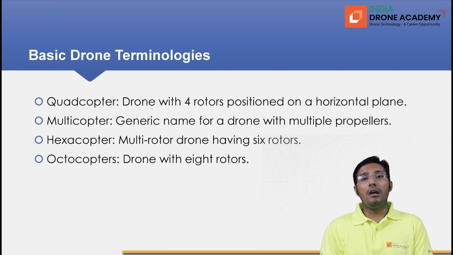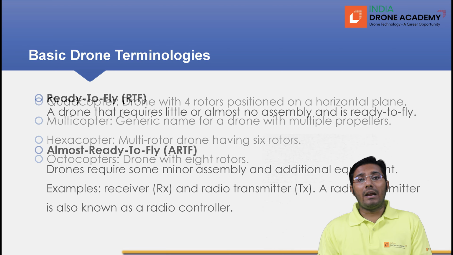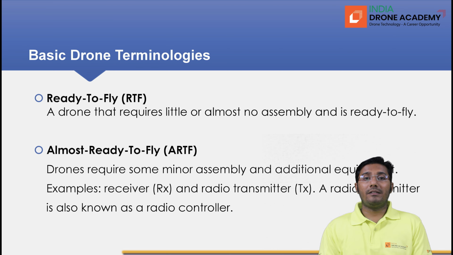Here, multiple specifically means any drone that has more than 2 rotors installed on it is an example of a multicopter. Hexacopter means a multirotor drone having 6 rotors, and octocopter means a drone with 8 rotors. There is a term RTF, which you may sometimes find on the internet, which is related to drones, and RTF stands for ready to fly drones.